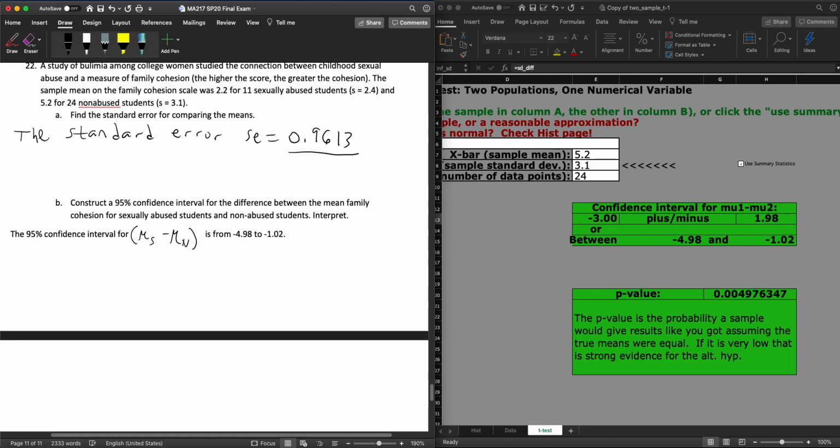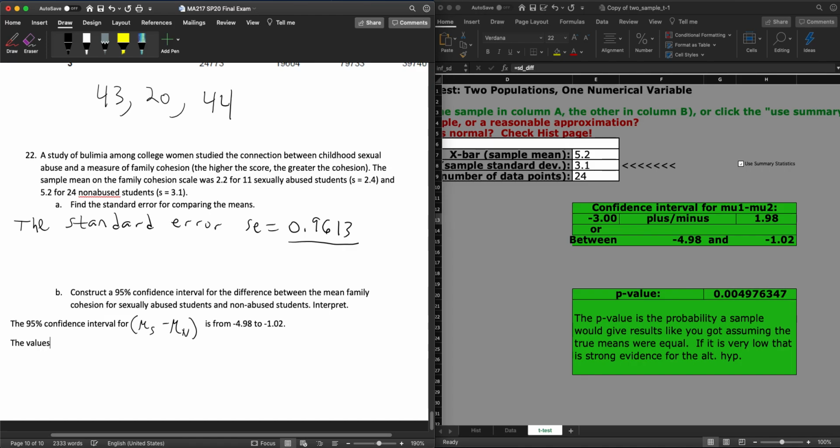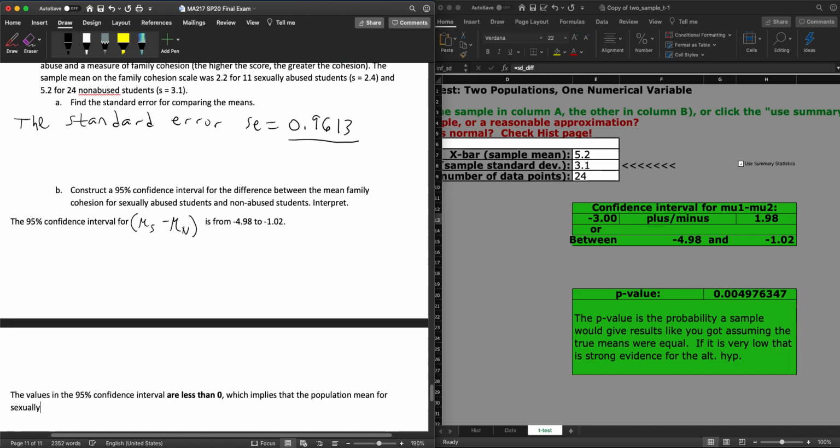Okay. And then the values in the 95% confidence interval are less than 0, which implies that the population mean for sexually abused students is less than the population mean for non-abused students.